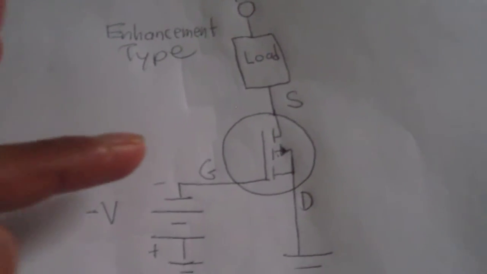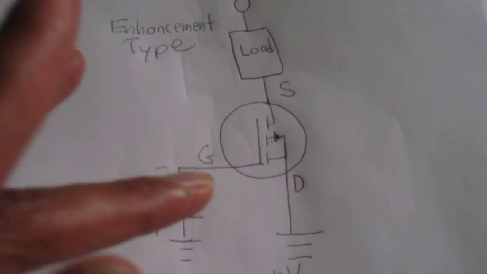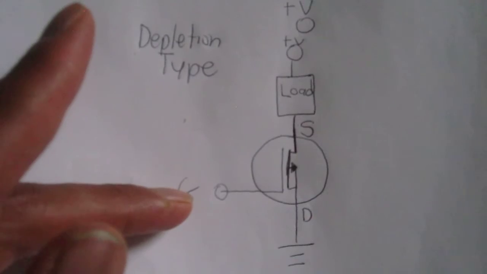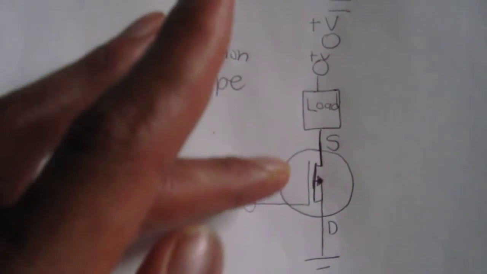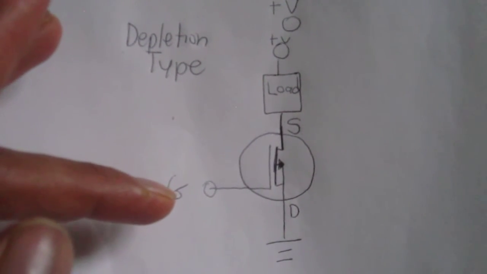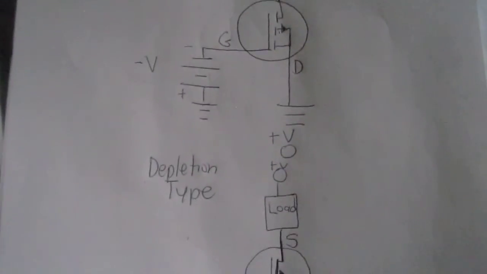So this is just a quick difference between enhancement type and depletion type. You can see how they're exact opposites. You can see how enhancement type needs voltage to the gate terminal in order to turn on, while the same voltage applied to a depletion type will shut it off, and it's at its maximum current flow when there's no voltage to the input terminal or the gate terminal. So this is just a brief overview of the difference between enhancement type and depletion type transistors.